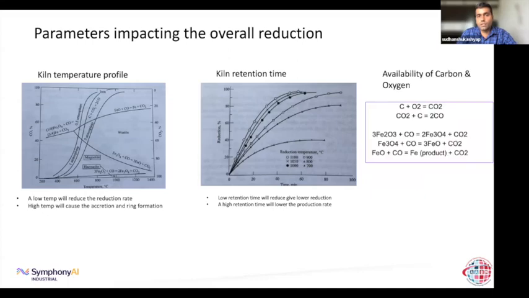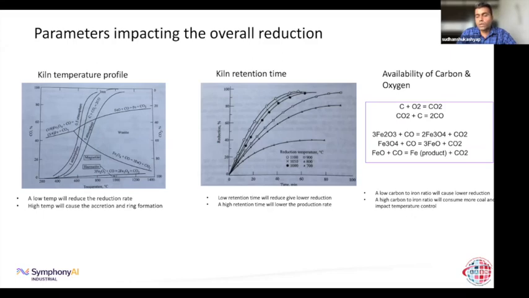And then the last and very important one is availability of carbon and oxygen, because you see here that carbon is a reducing agent, and basically carbon monoxide is a reducing agent in all these reactions. And if carbon and oxygen are not available throughout the kiln in an optimized way, these reactions are not going to be even throughout the kiln, and then we are going to have a problem. And you see these kilns are almost 100 meters long. It's not a small reactor.